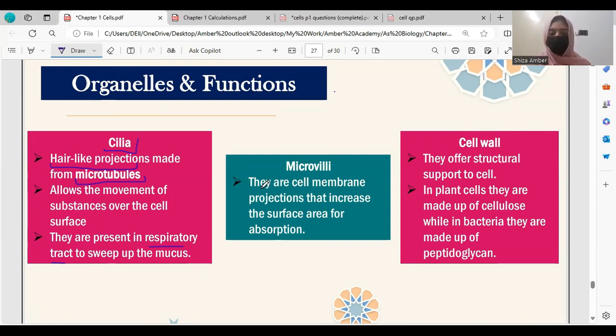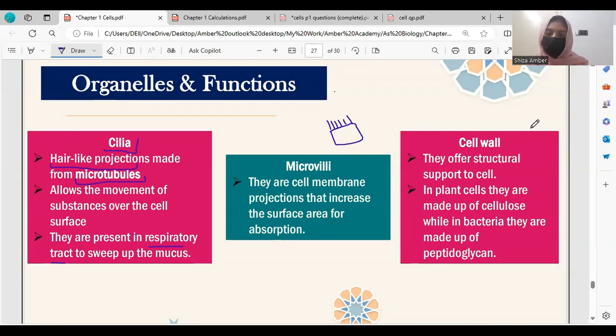Okay, and then we have microvilli. If this is a cell, I don't know what type of cell I made, but let's consider that it has microvilli. These are small finger-like projections. So these small finger-like projections, they are present over the cell membrane, and they're mainly present in our GIT. They're mainly present in small intestine, so they increase the surface area for absorption of different food materials.